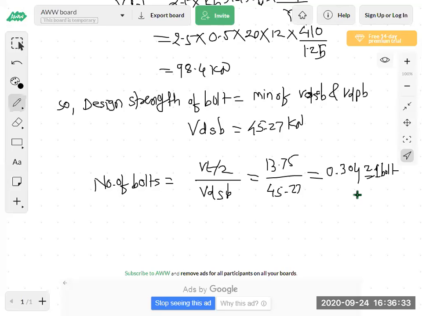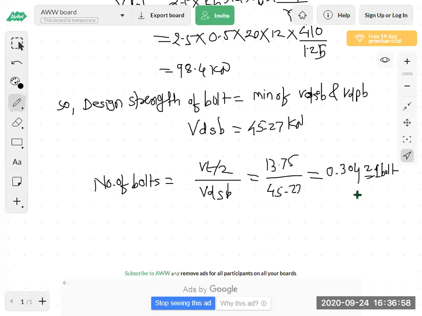Step number 9. For the design of lacing plate we have solved 11 steps and earlier 7-8 steps. So it means total 19 to 20 steps are there in the design of column. So this you have to remember because this procedure is not given properly in IS code.